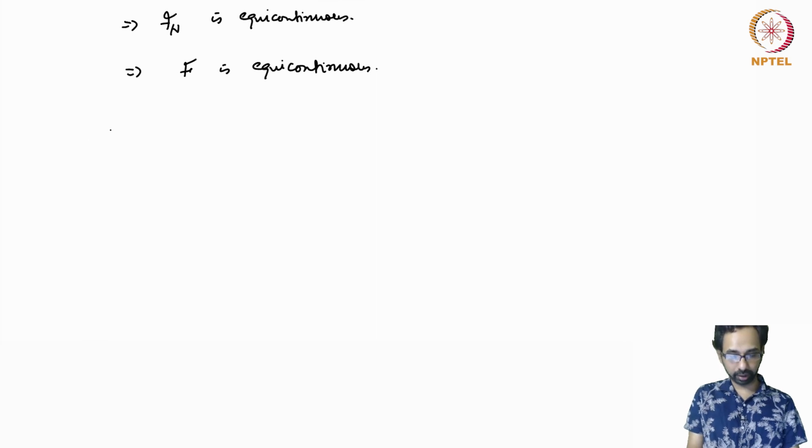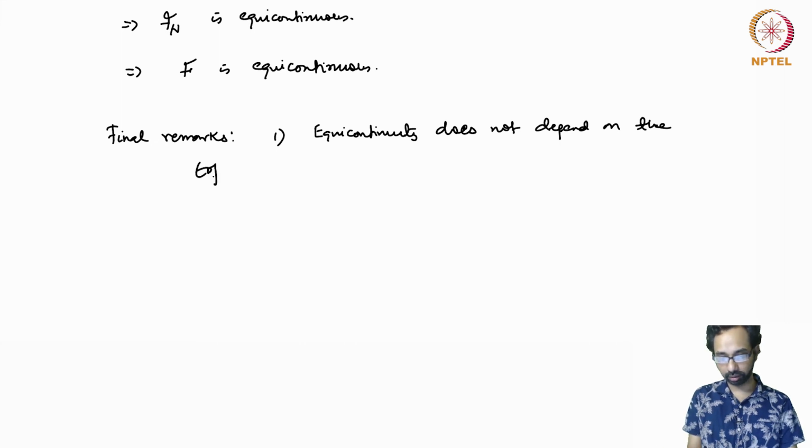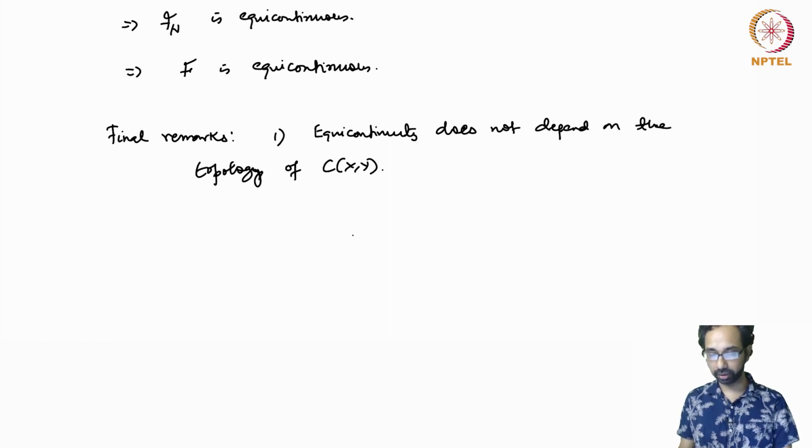Now let me end with a couple of final remarks. First is that the definition of equicontinuity does not depend on the topology of C(X,Y), because it only depends on the metric that we used on Y. Otherwise, it does not mention anything about the topology of C(X,Y).